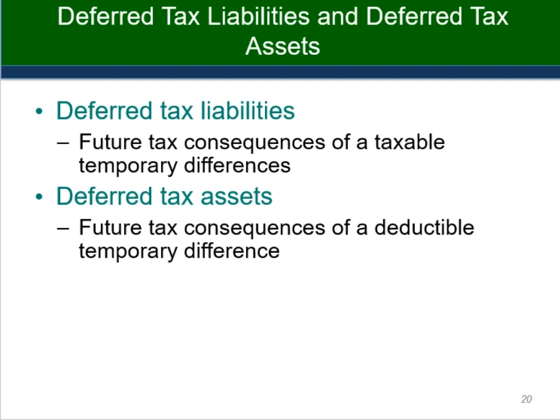So, due to the fact that deductible amounts can arise in the future as a result of temporary differences at the end of the current year, the deferred tax consequences of these deductible amounts should be recognized as a deferred tax asset. A deferred tax asset is the amount of taxes that will be refundable in future years as a result of these deductible amounts.